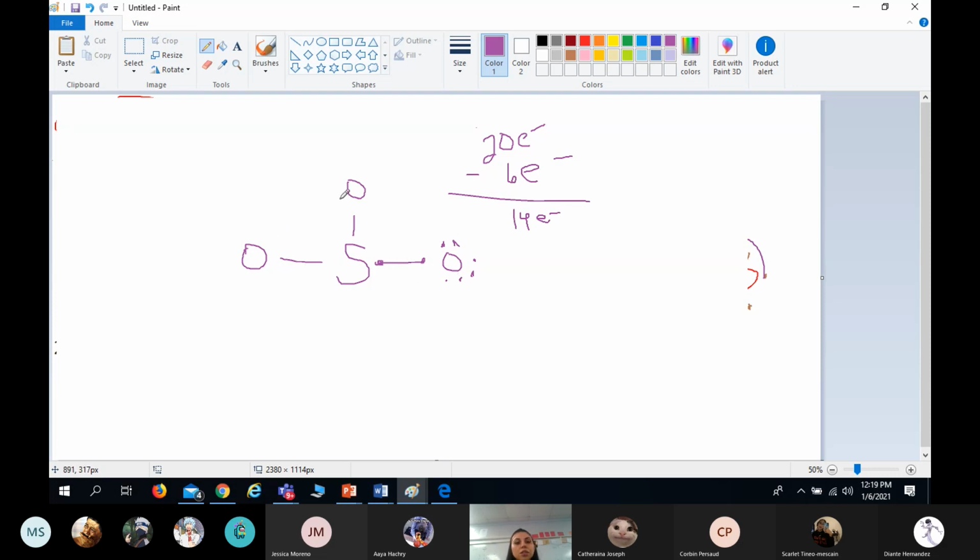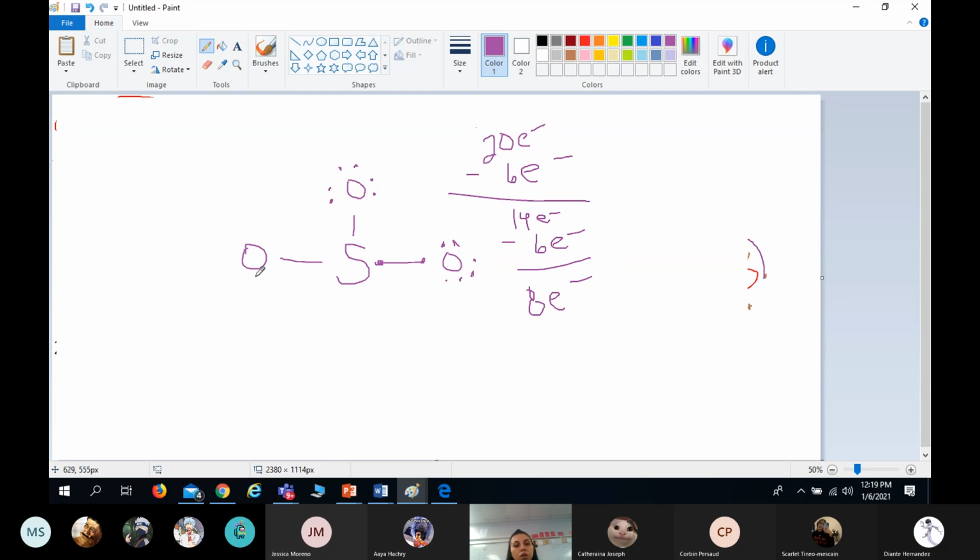1, 2, 3, 4, 5, 6, 7, 8. I'm going to do the same thing for the other ones. So it has 2, 3, 4, 5, 6, 7, 8. Again, I just used 6, so I'm going to subtract 6. When I do that, I have 8 electrons left. And again, this one needs 8 as well.